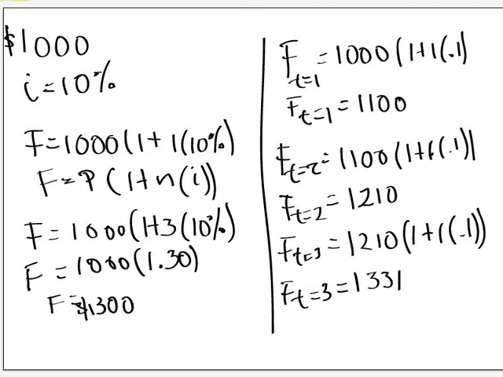Now if you compare $1,300 to $1,331, it's clear to see that we have an advantage in using compound interest rate for our computations, because clearly if we select properly the periods, we would get a better result.